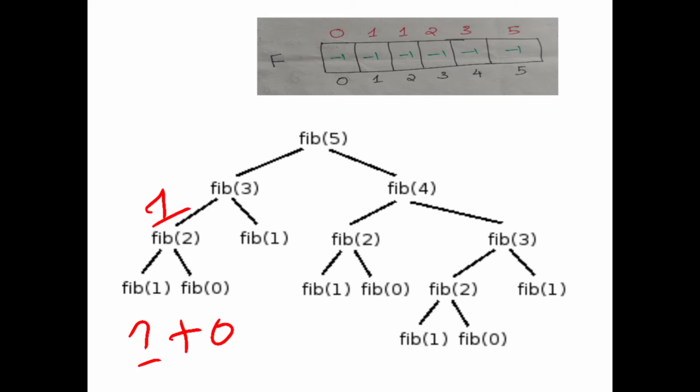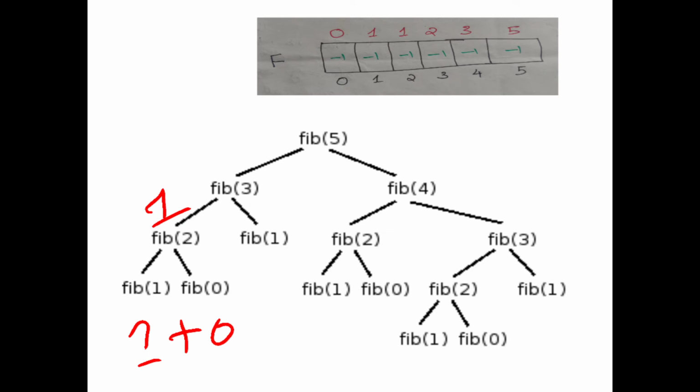So fif 2. That means fif 1 has already returned the value 1 and it is stored from there. Okay, so fif 1 stores its value. What is the value? 1. Okay, then fif 0 also gets its value. So that answer is stored from there. Okay, then how can we calculate fif of 2? Then 1 plus 0, you can get the answer 1. So fif of 2 gets the value 1.